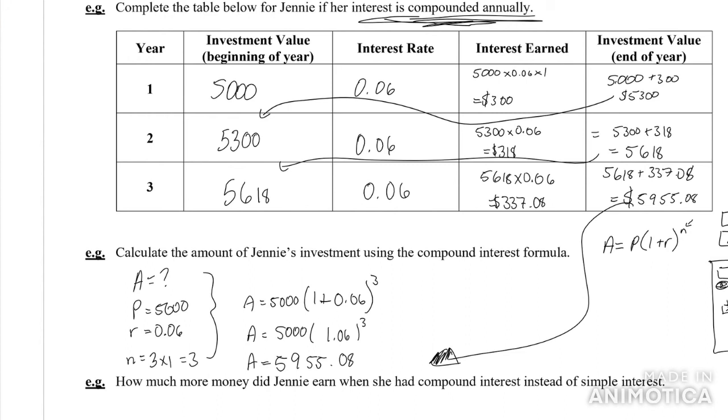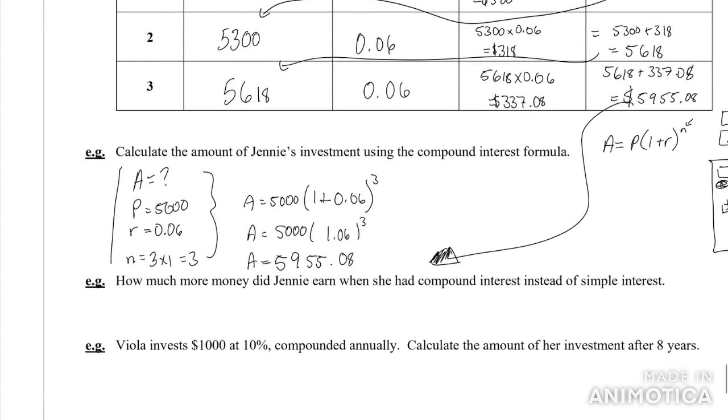However, if you're doing this for like 10 years, I don't want to make a 10 deep table to make this work. Instead, let's just use the formula. Next example is how much more money did Jenny earn while it was compounded?